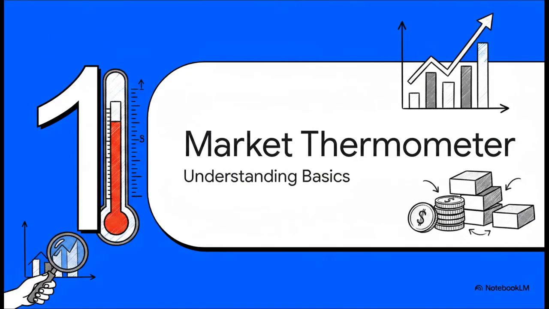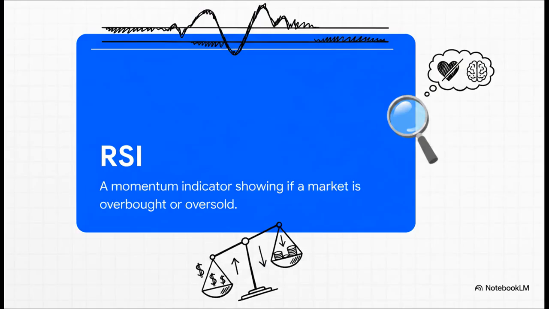Let's start with part 1, the market's thermometer, understanding the basics. So, what exactly is RSI? Well, it stands for Relative Strength Index. It's really just a momentum indicator that sits on a simple, fixed scale from 0 to 100. Its entire job is to reveal the current condition of the market, specifically whether the market is fundamentally overbought or oversold. It literally strips the emotion out of the equation and replaces it with pure, objective data.